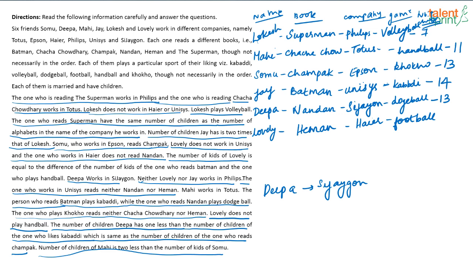So what is the only person whom we are left with here? The number of kids of Lovely is equal to the difference of the number of kids of the one who reads Batman and the one who plays handball. Batman is 14, handball is 11. 14 minus 11 is 3. So this is your final arrangement. Is it clear?